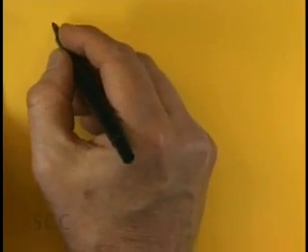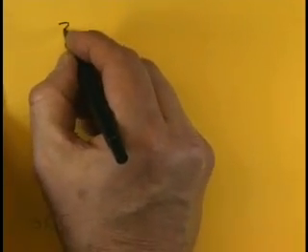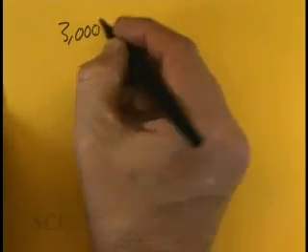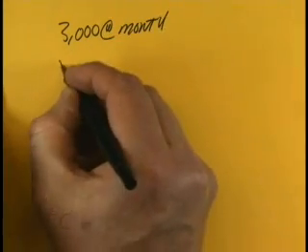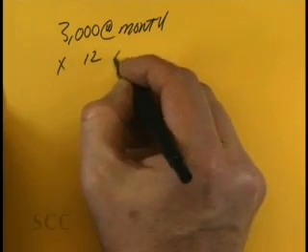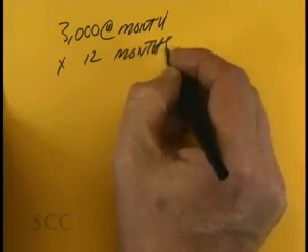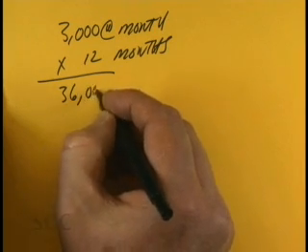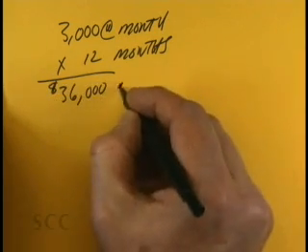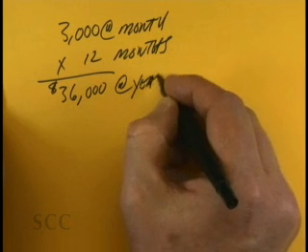All right. Step 1. Step 1 is to take the $3,000 a month and multiply that times 12 months. Okay, and that's going to give us $36,000 a year. Okay?